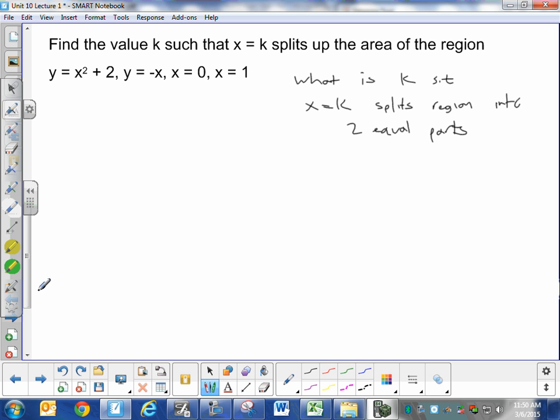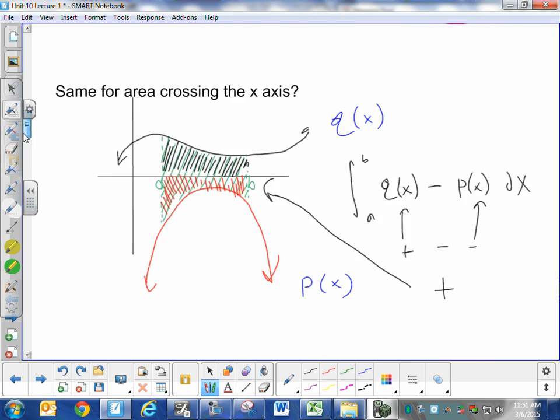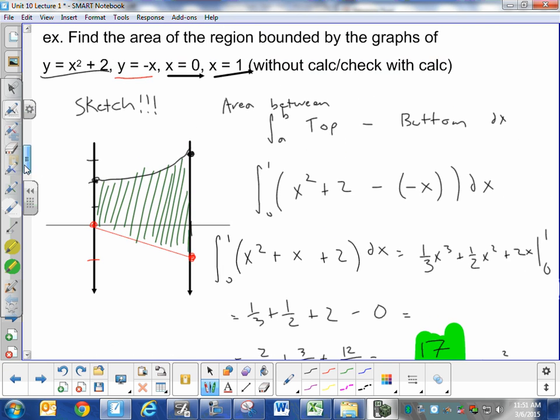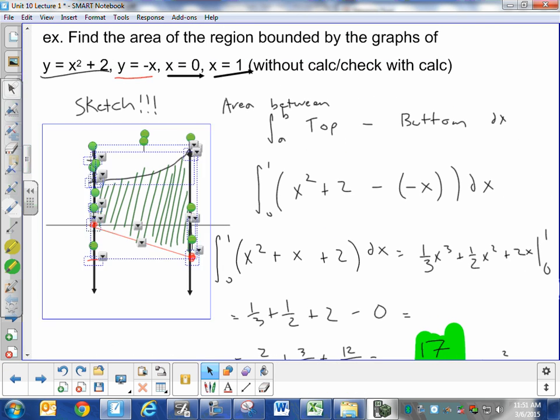So let me freeze that and grab the picture that we created for that problem. Hold off until we're done with this before you guys leave. Please.